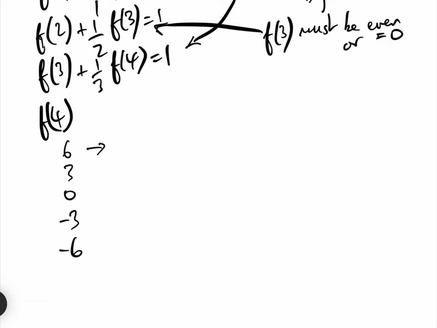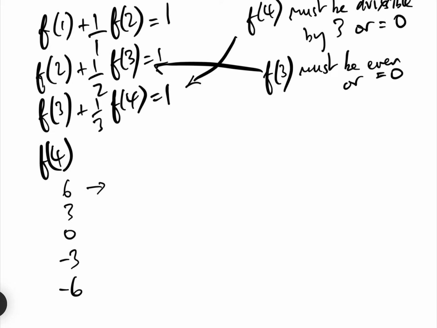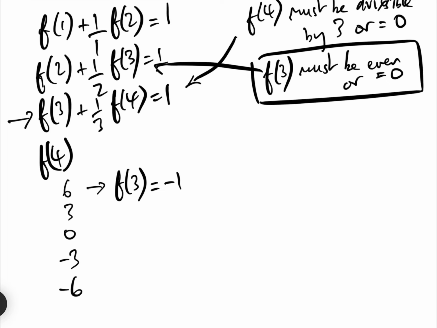Now, if f of 4 maps to 6, then from here, f of 3 must be, well, a third of 6 is 2, and so f of 3 must therefore map to -1. But f of 3 cannot map to -1 because f of 3 must be even, and so therefore there are 0 possibilities when f of 4 is 6.